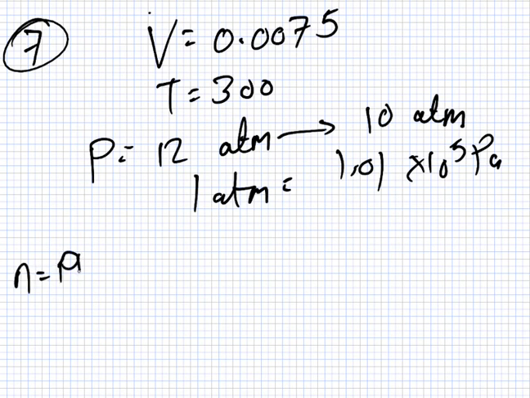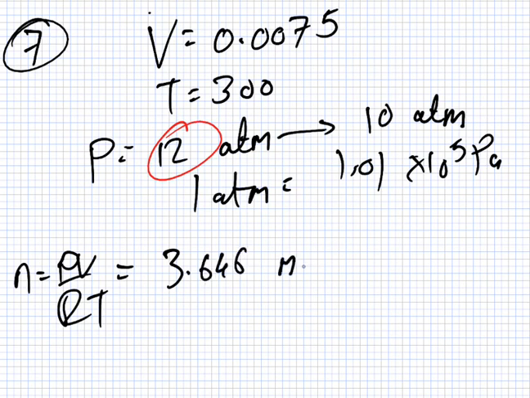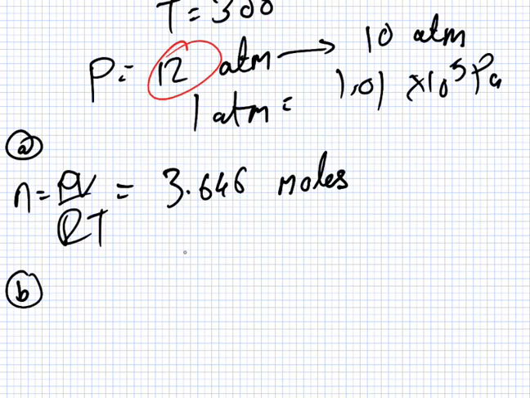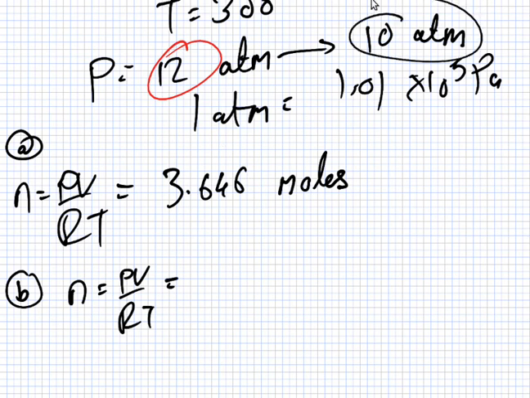So n equals PV over RT. Does someone have this number for me? I think they want it at the start, initially. Yeah, what is it again? 3.646 moles. Okay. Now what we can do for the next part is calculate the new value with the new pressure, and then the difference is how many moles were used, how many moles were released. So I'll just hit it in here.